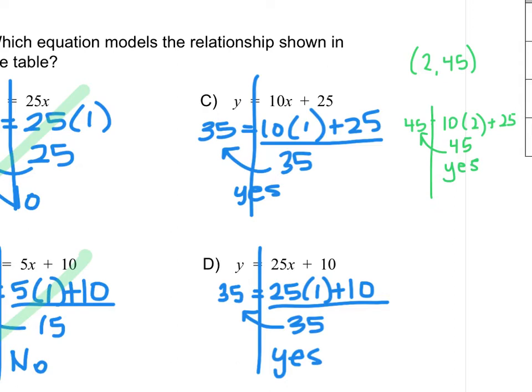So then we have 45 for the y equals 25 times 2 plus 10. And when I calculate all of that, it gives me 60. Now, does 60 equal 45? No, so since that's the case, we know that C is our answer.